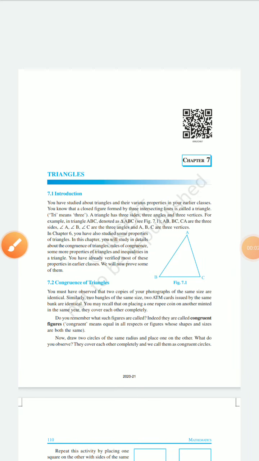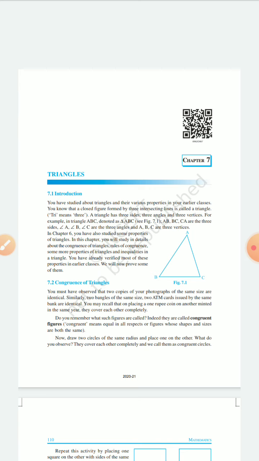Hello students. So today we will discuss our new chapter, that is triangles. Right, so you have some basic ideas about how many types of triangles there are. First of all, we differentiate triangles by two criteria. First one is on the basis of angles, and second one is on the basis of sides.